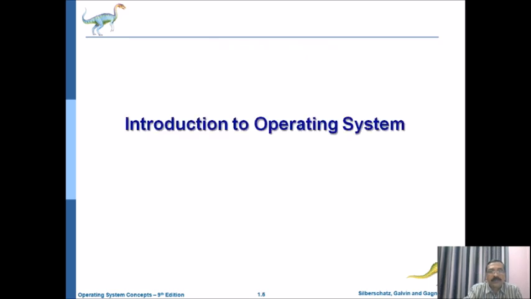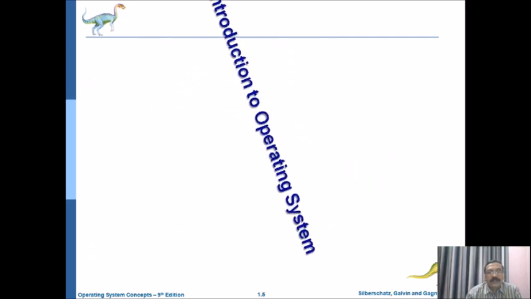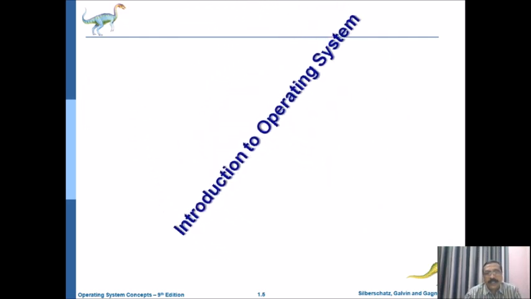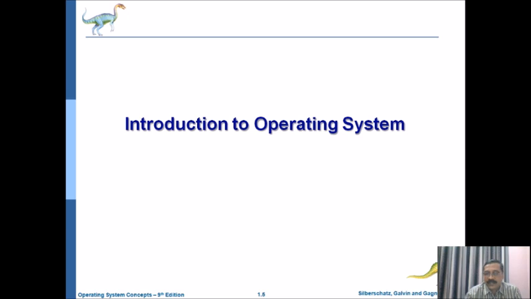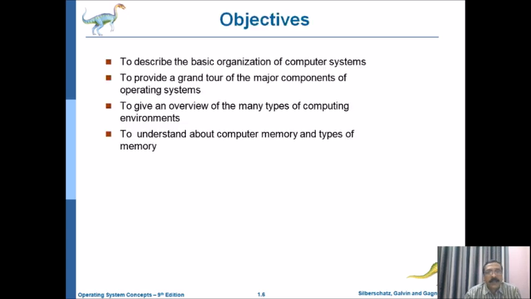Okay, thank you. So we come to an introduction to the operating system. The objective of this class is to describe the basic organization of a computer system, to provide a grand tour of the major components of an operating system, to give an overview of the many types of computing environments, and to understand computer memory and types of memory.